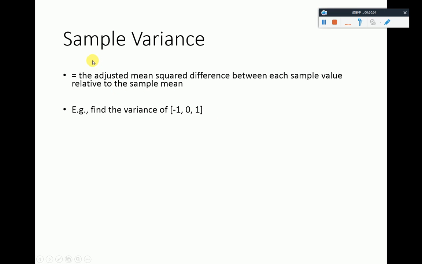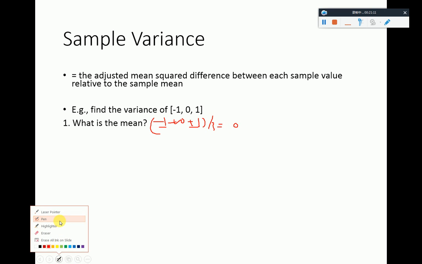Okay, so now let's find its variance. So the first step of finding sample variance is to find the mean, because sample mean is indeed a component of its definition. So we need to find the sample mean. Okay, so what is the sample mean? The mean of these three values. Should be easy, right? So it should be -1 plus 0 plus 1 divided by 3. Okay, that will give you 0. The mean of these three values is 0.